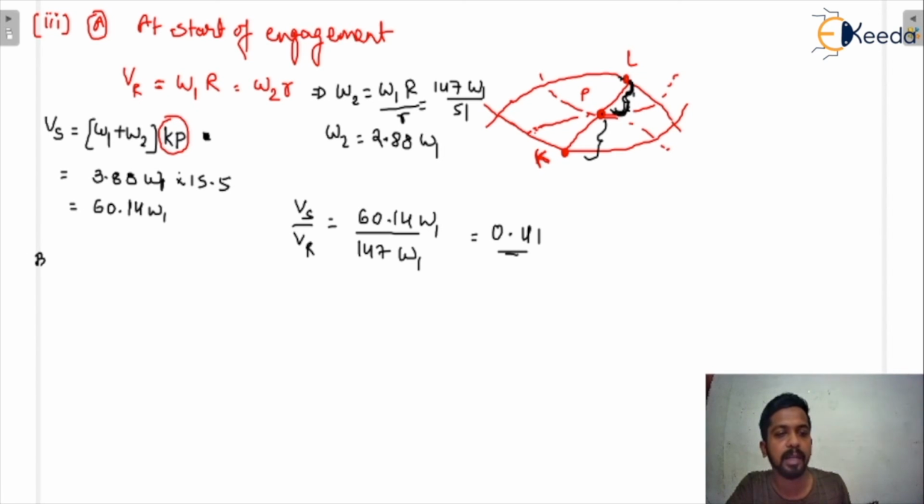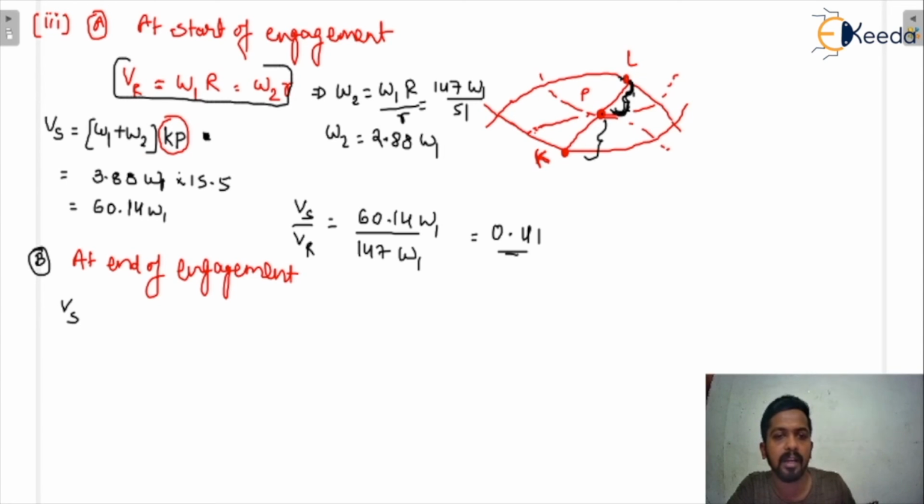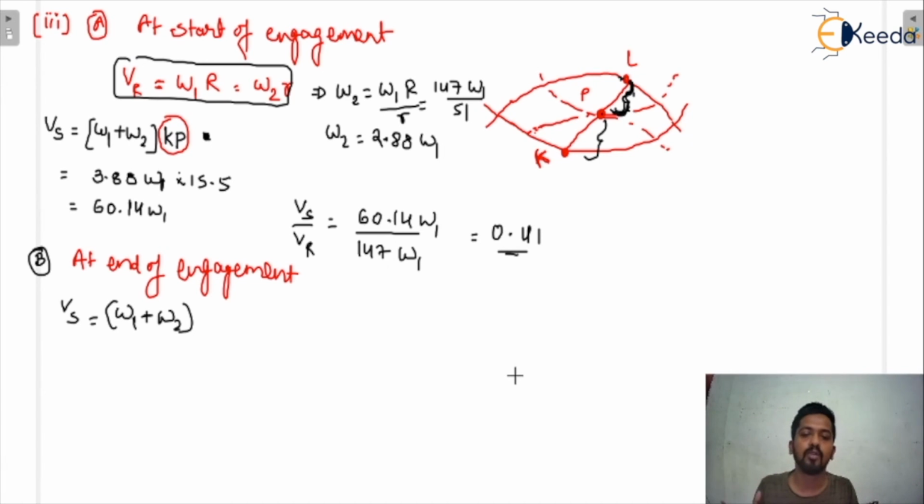Now in the second part, at the end of the engagement, we have to consider sliding velocity. Rolling velocity will be the same, this will not vary. Vs is equal to omega 1 plus omega 2. Why am I writing omega 1 plus omega 2? Because if one is in clockwise direction, the other will be in anti-clockwise direction. So finally, relatively, they will be added. So that's why omega 1 plus omega 2.